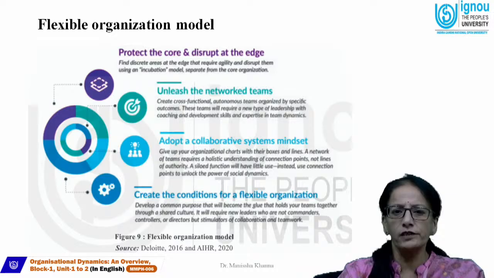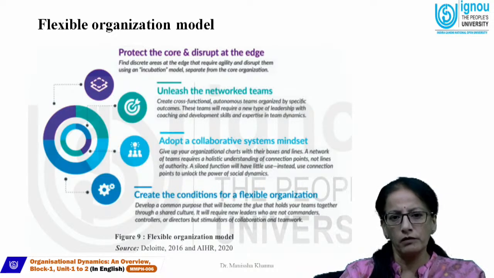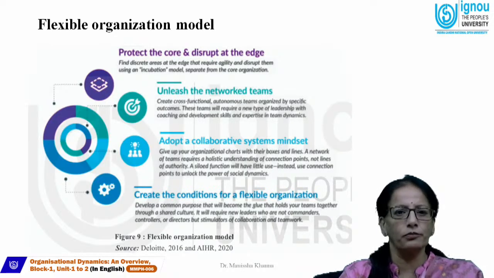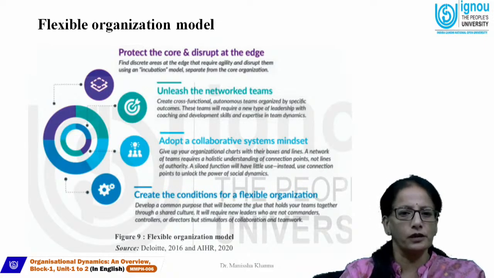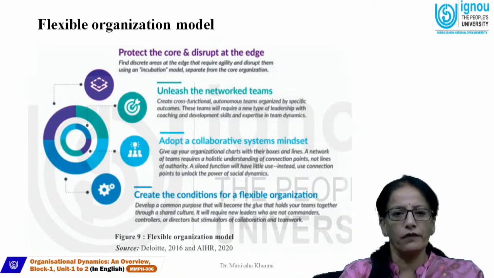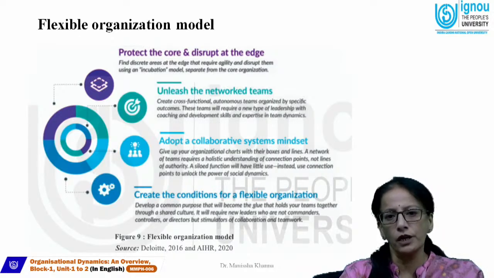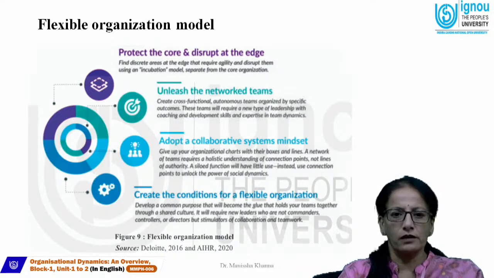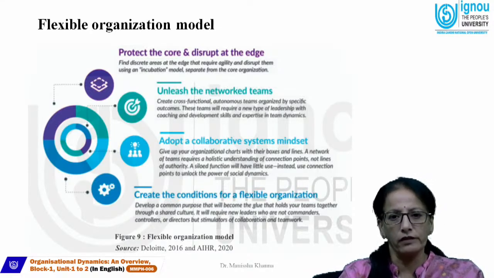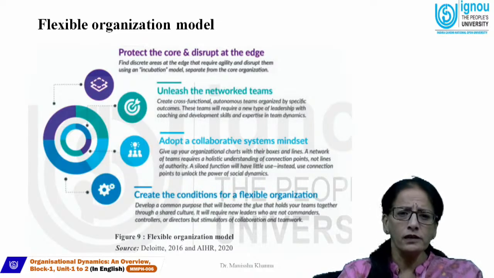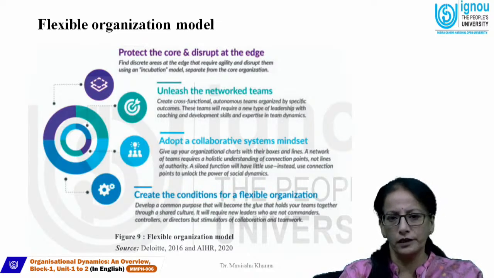Then is the flexible organization model. The main core elements of the flexible organization model are to protect the core and disrupt at the edge. Because with the technological changes and the rapid changes within a culture or within an economy and the enterprises, the organization, it is very important to disrupt at the edge, but it is equally important that it practice and protect the core. Second is unleash the network teams.